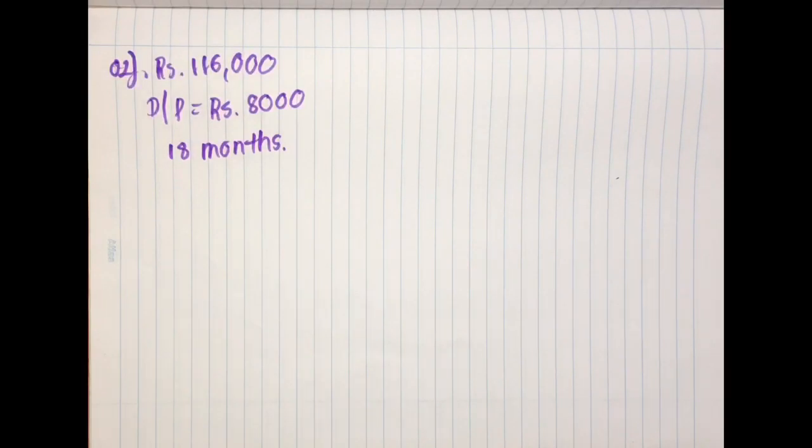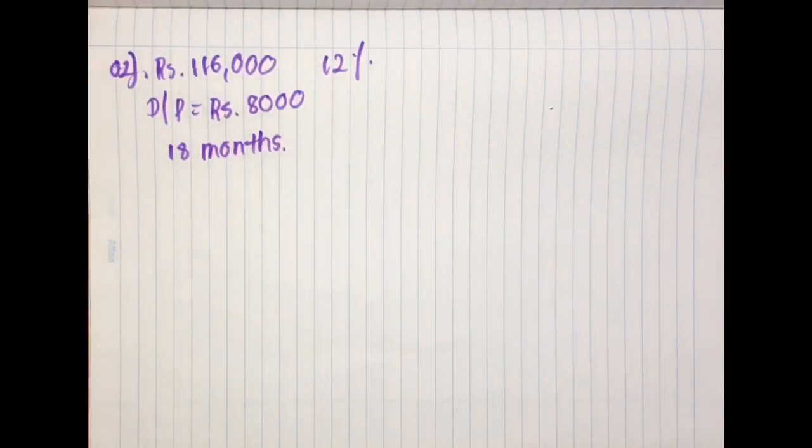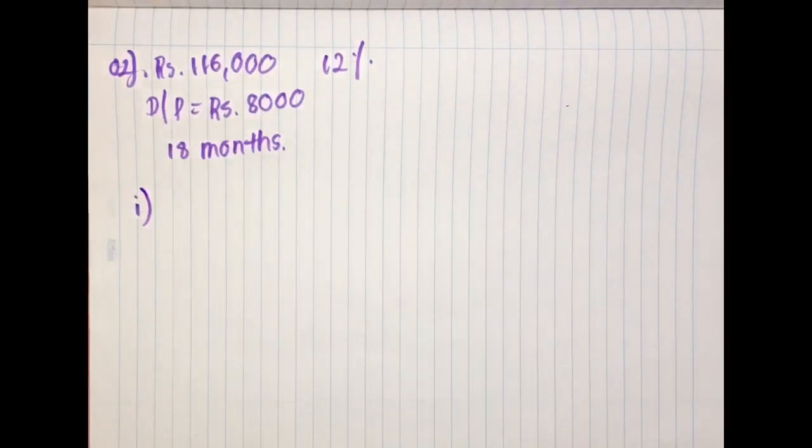Okay. The annual interest rate is 12%. There is a rate that is 12% annual. Okay. Annual means per year. Okay. So, what does the first question say?